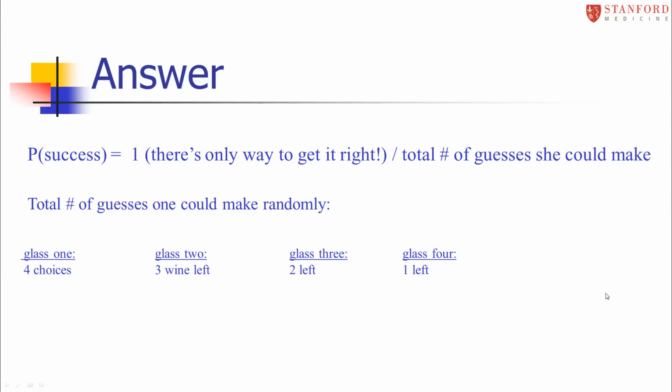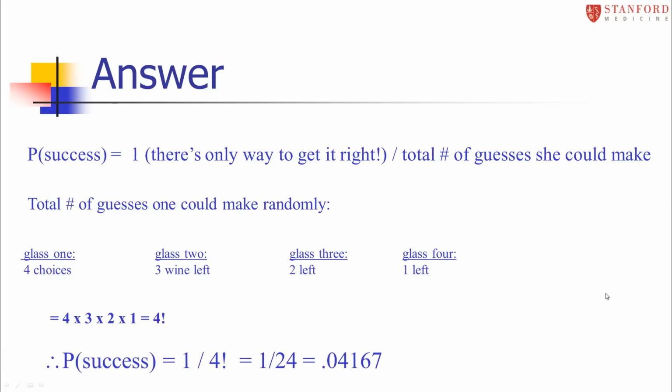For glass 1, she has 4 choices. Once she's said glass 1 is this particular Merlot, then she's down to 3 choices. And then for glass 3, she's down to 2, and for glass 4, that's by default the last one. So this is a 4 factorial problem. She's got 4 wine names that she's got to arrange on these 4 glasses. And so that's a 4 factorial, so that's our denominator. So the probability that she can do it merely by guessing would be 1 divided by 4 factorial, or about 4%.